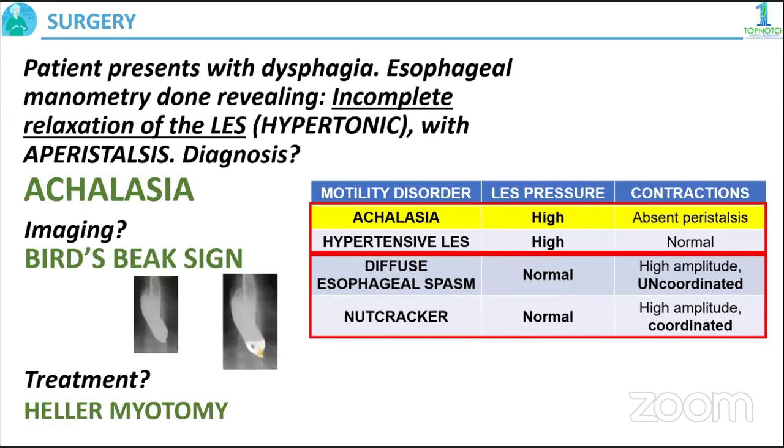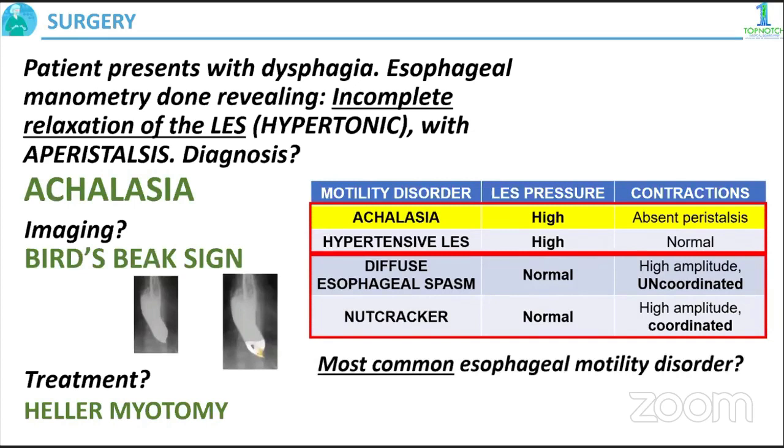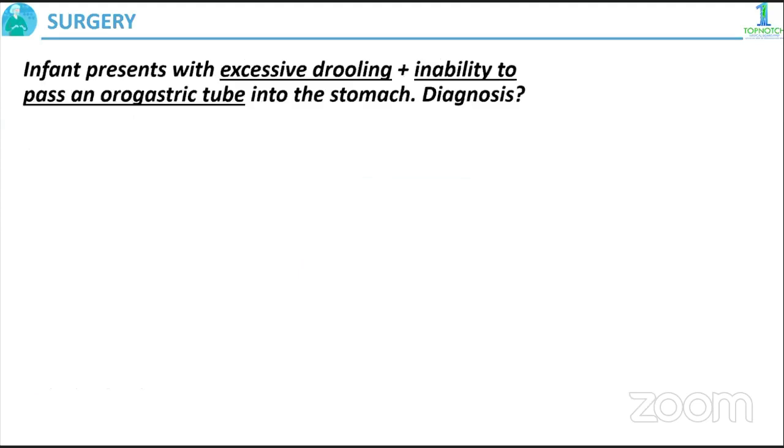For the nutcracker's esophagus, it's coordinated. It's going up to down, mimicking a normal peristalsis. But the problem is that it's very, very strong. And that's a nutcracker esophagus, right? The most common severe motility disorder is your nutcracker's esophagus. Again, achalasia is just classic. It's just historical. It's high yield. However, the most common still is your nutcracker's esophagus.